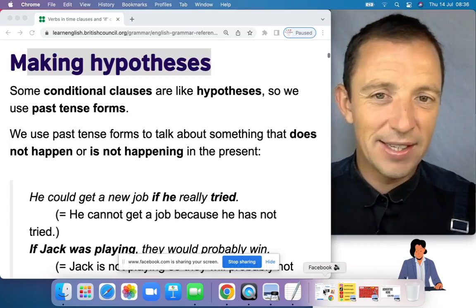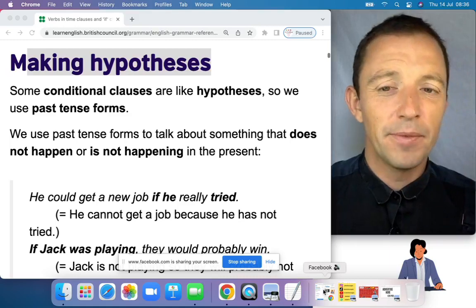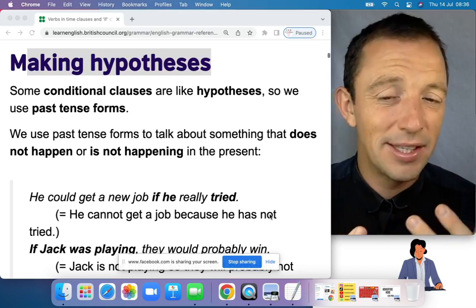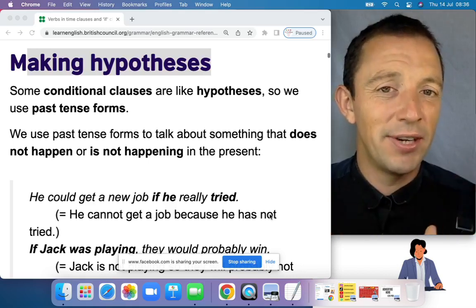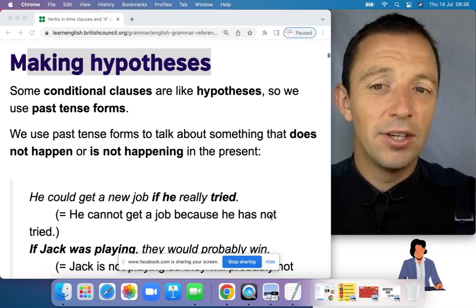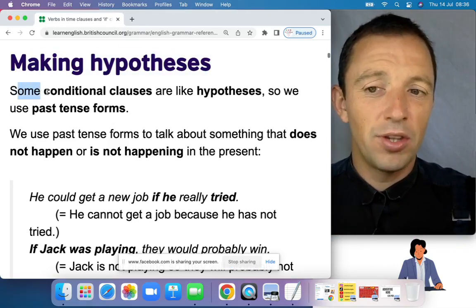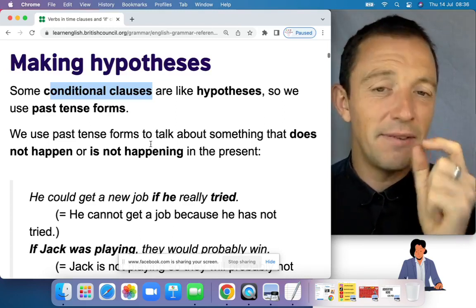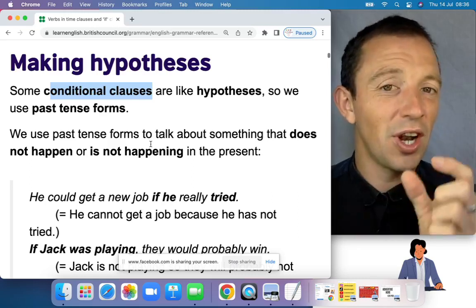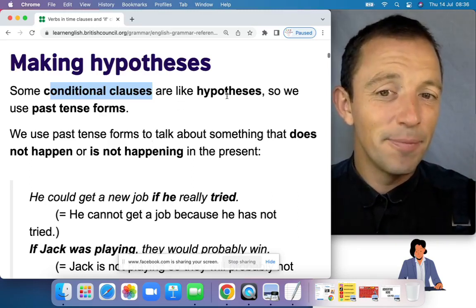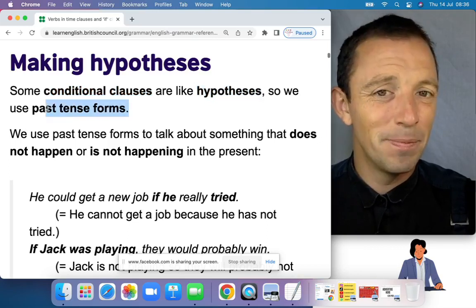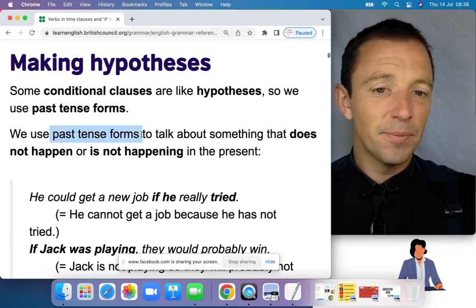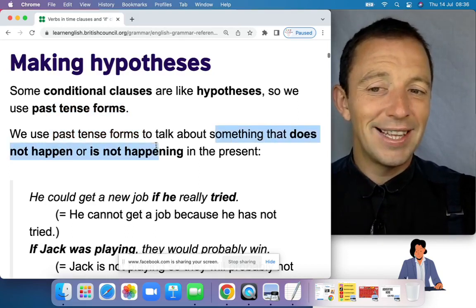Okay, let's continue to the intermediate level and specifically making hypotheses. So I think most people understand what a hypothesis is. It's like an imaginary situation in a way. So let's see. Conditional clauses, remember: if, when, even if. So we have seen conditional clauses. They are like hypotheses, so we use the past tense. Okay? So we use the past tense forms to talk about something that does not happen.